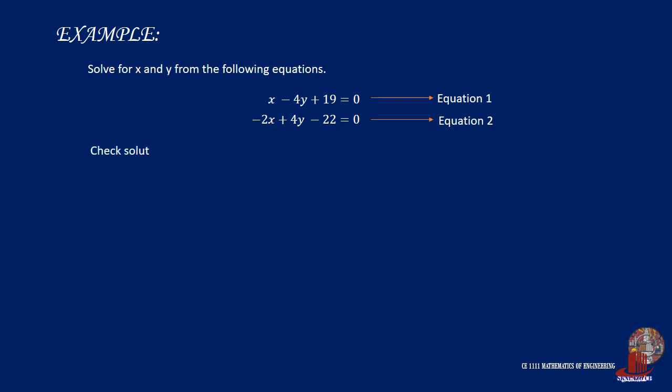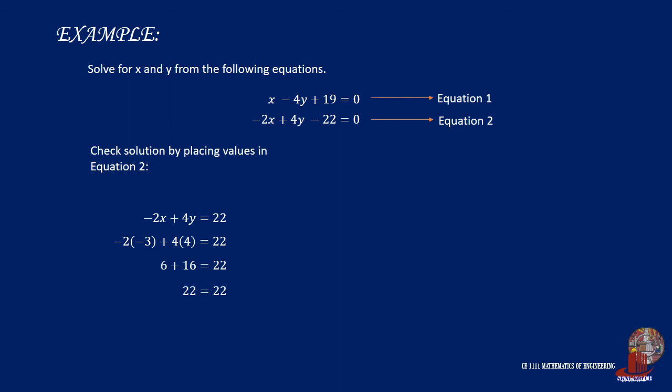Check the values by placing them in equation 2. Negative 2 times negative 3 plus 4 times 4 is equal to 22, which would give us 6 plus 16 is equal to 22. Therefore, 22 is indeed 22. Hence, x is equal to negative 3 and y is 4.